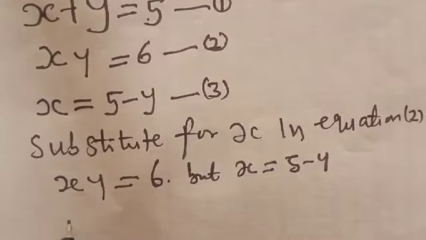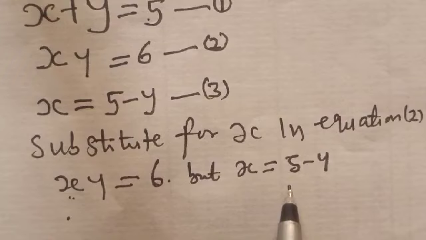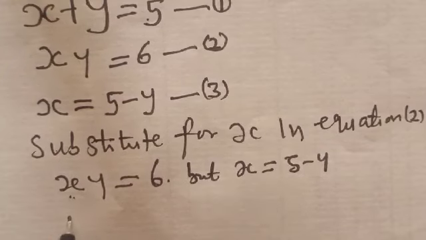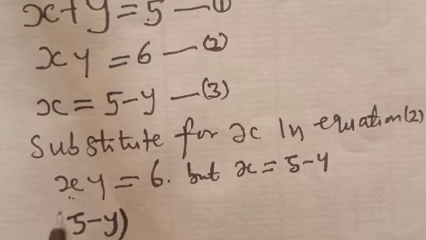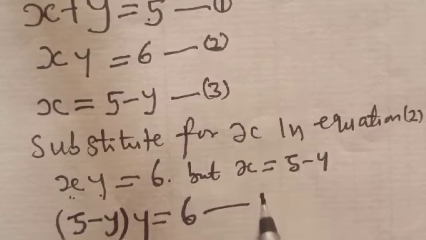Now this is it. Since we have xy is equal to 6, anywhere you see x, you just put 5 minus y. Let's say 5 minus y, into this y, is equal to 6. Let's call this our equation 4.